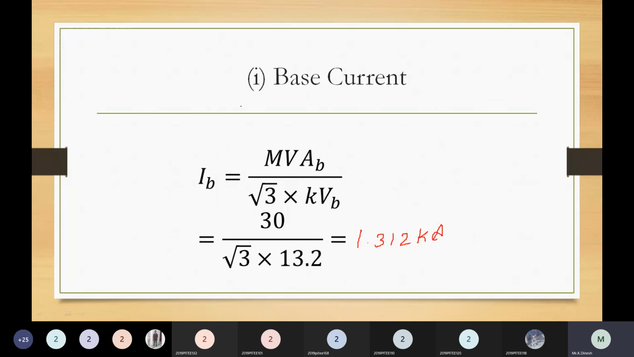So first I need to calculate my base current. The base current is nothing but IB, which is equal to MVAB divided by √3 times KVB. So for the generator, the MVAB is 30, over √3 times 13.2. So you have 1.312 kiloampere. This is the base current you have in this problem.